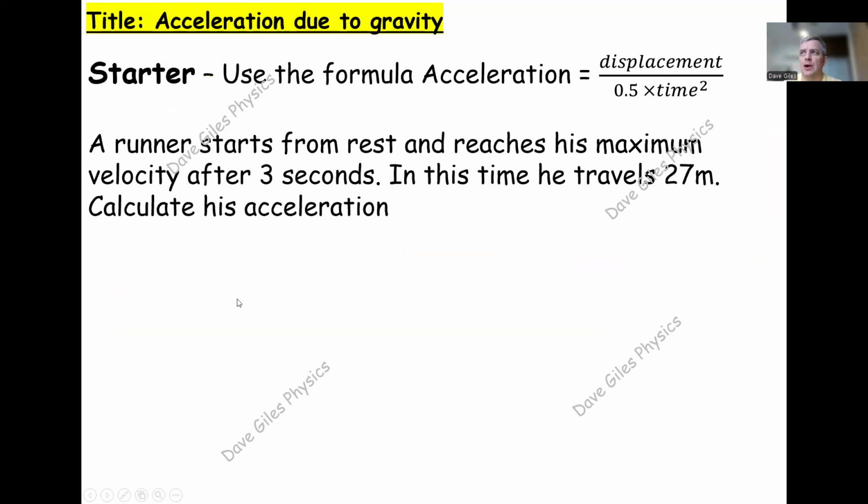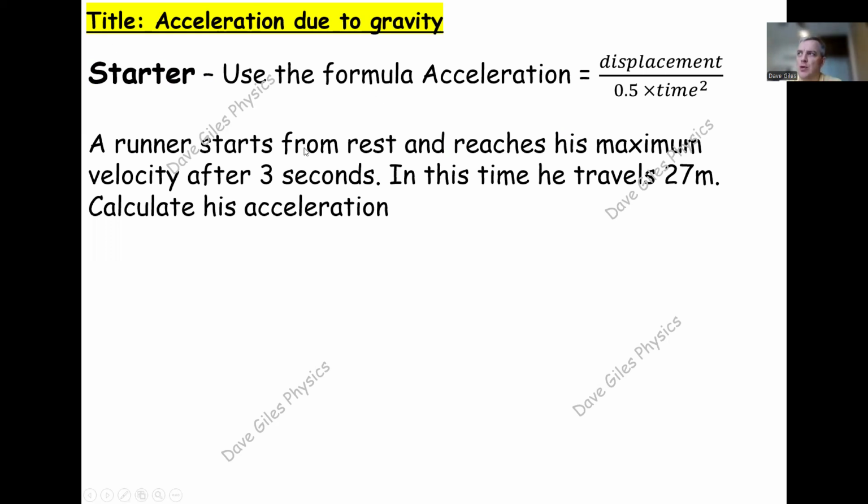So, little starter question. I'll use this formula. Acceleration equals displacement divided by half times the time squared. Just to be clear, you do not need to memorize this formula. It's not one you need to know for IGCSE. However, I have seen questions where they will give you the formula and ask you to use it. So that's why I'm including it. And it's also useful for calculating gravity, which is the kind of question where you will see it.